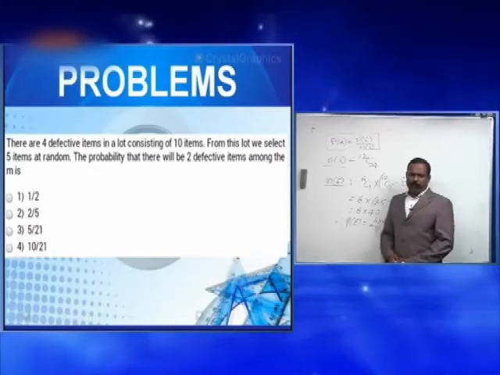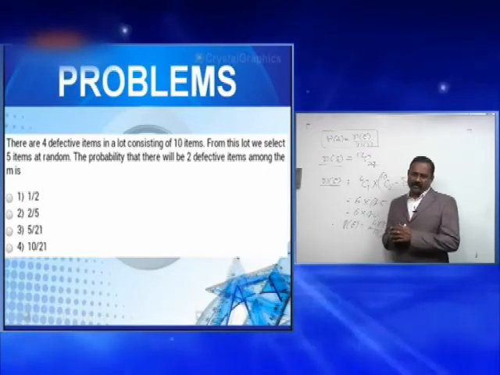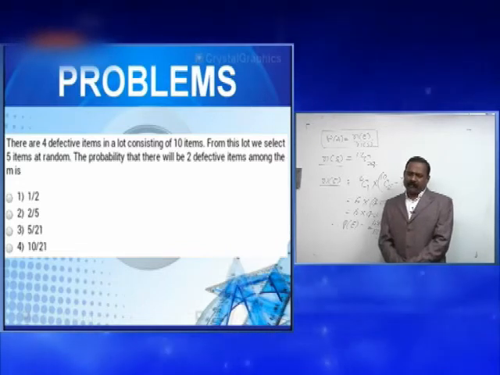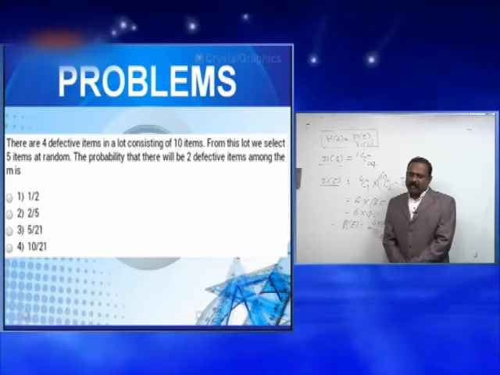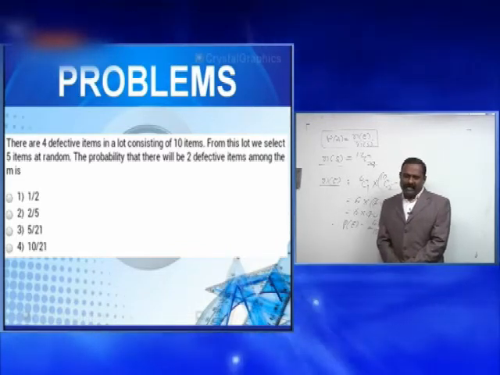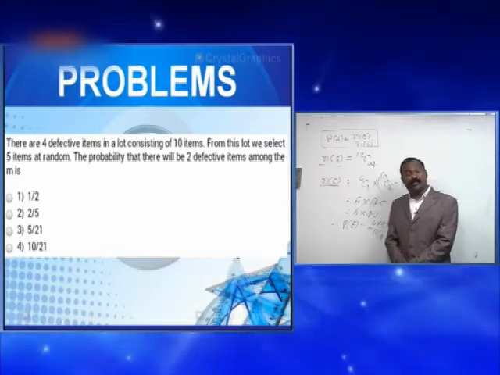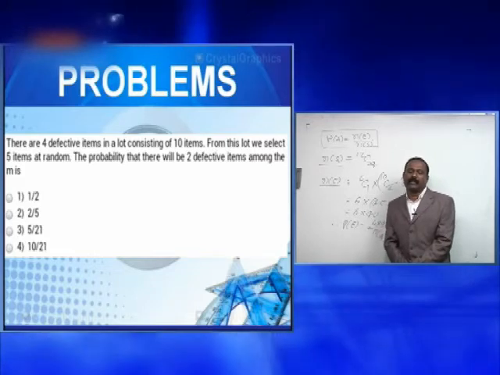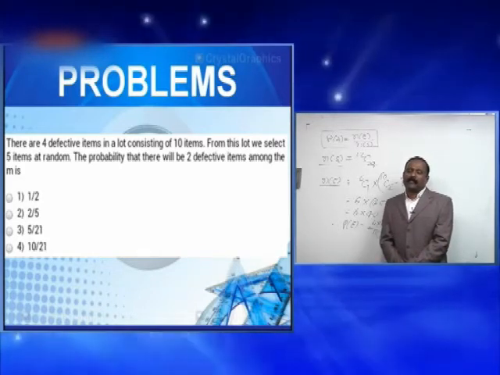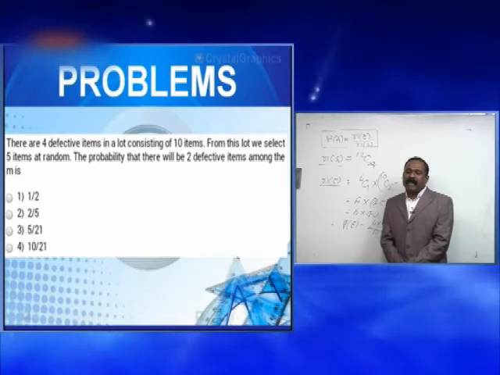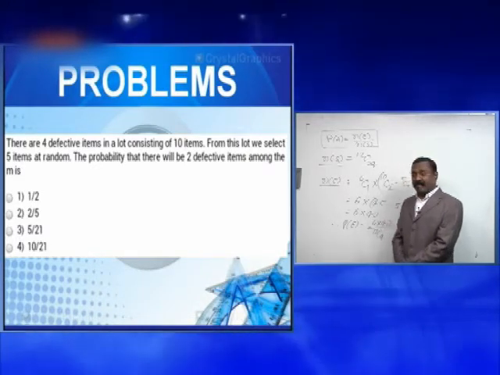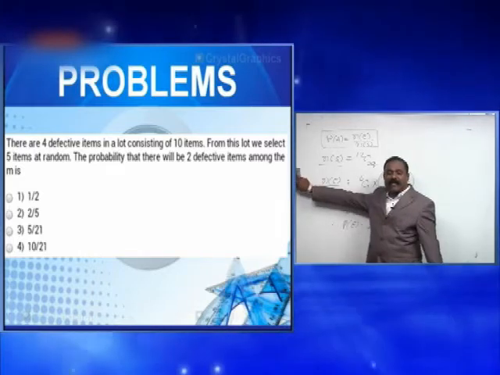There are 4 defective items in a lot consisting of 10 items. From this lot, we select 5 items at random. How many items are chosen? 5 items are chosen at random. The probability that there will be 2 defective items among them is. Understand that carefully.